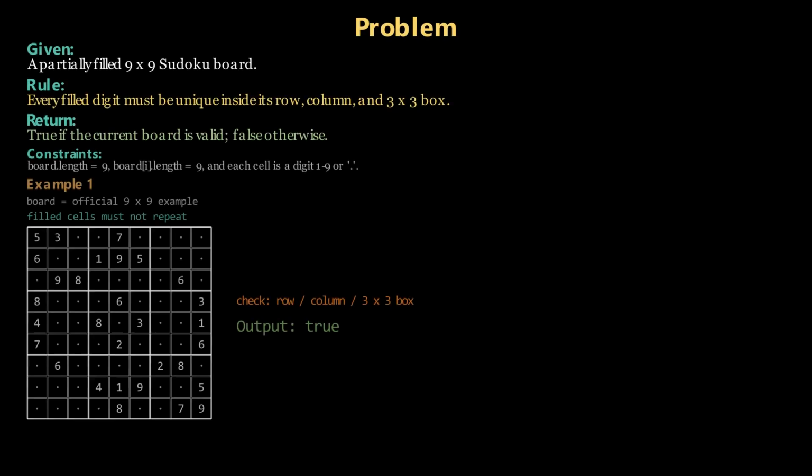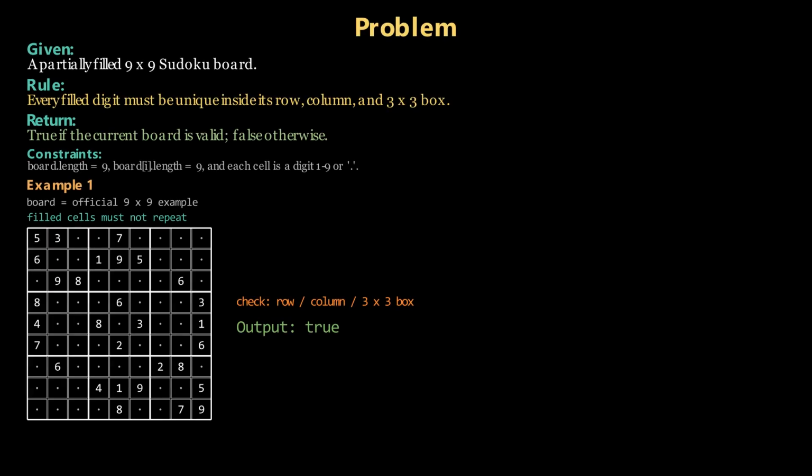Given a partially filled 9 by 9 Sudoku board. Return true if the filled digits obey the Sudoku rules, no repeated digit in any row, any column, or any 3 by 3 box. First, a row check.